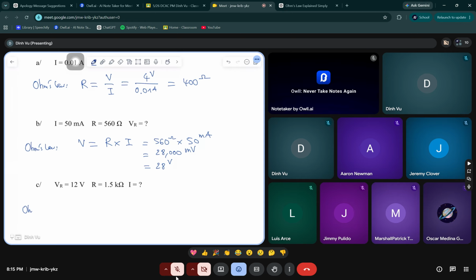Now, Ohm's law. I is V over R. V now is 12 volts. R here is 1.5 kilo ohms. Okay? So if you take 12 divided by 1.5, you obtain 8. But the unit here, voltage in volts, resistance in kilo ohms. You divide, you obtain milliamp. Current will be 8 milliamp.